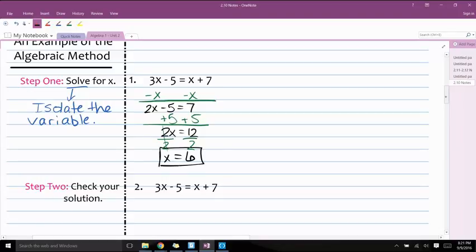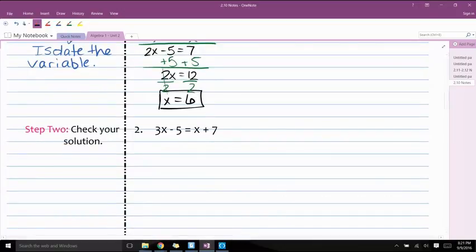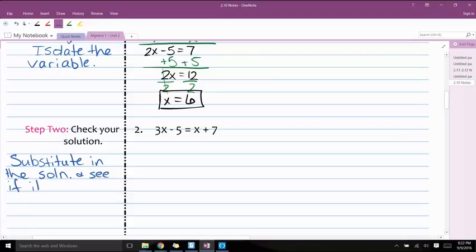Okay, well, now we want to check our solution. What did we just say? The solution is the value of the variable that makes the equation true. Okay, the way we're going to check is we're going to substitute in the solution, abbreviate SOLN, and see if it makes the equation, abbreviate that EQN, true.